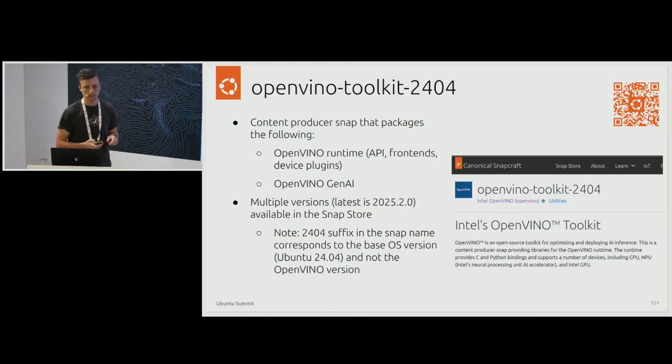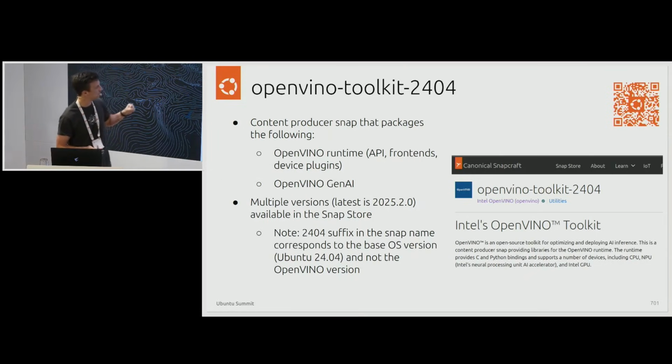And one content producer snap that now exists is OpenVINO Toolkit 2404. And this is published in the Snap Store. It includes the OpenVINO runtime, which includes an API front end so that it can handle converting between various different model formats, as well as device plugins in case you want to run on a GPU and NPU. It also has OpenVINO Gen AI, which is the package that Helena mentioned as well, built directly into the Snap.